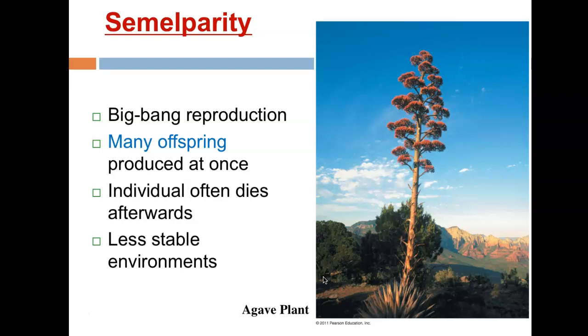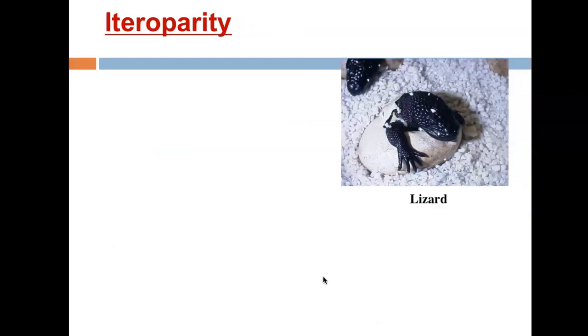And remember, with type 3 survivorship, there's a low survival of offspring, so it maximizes the potential for some of those offspring to survive and carry on the genetics of that particular strain. So the agave plant's going to do that, which is pretty interesting.